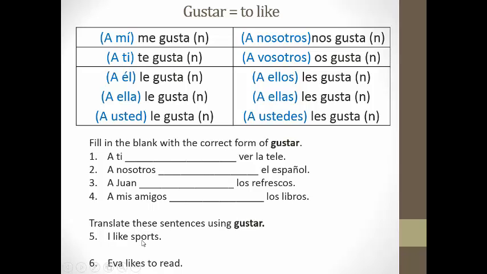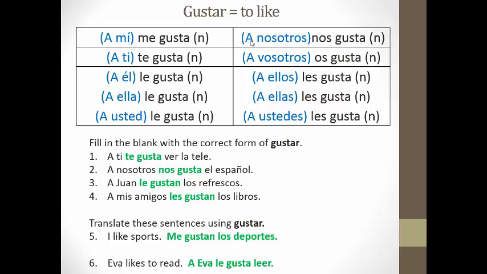Drop down to your translations. I like sports. I will help you out. The word for sports is los deportes. Hopefully you can figure out the rest of the translation. Okay, please pause me, and then we'll review your answers.